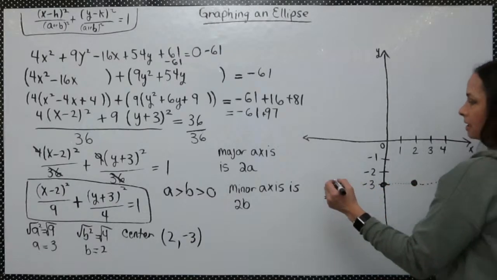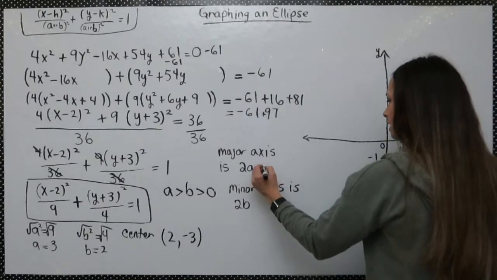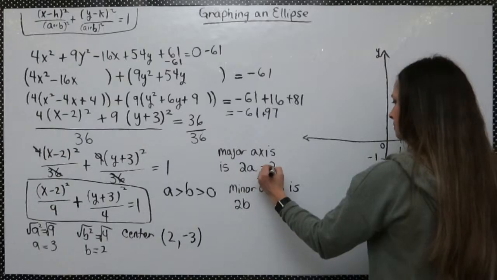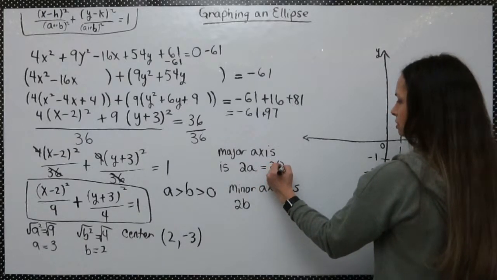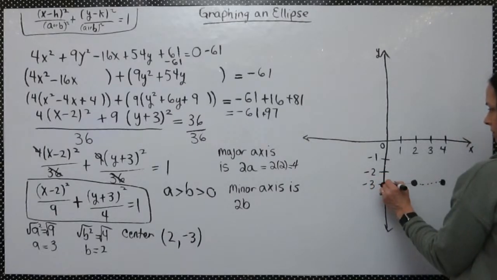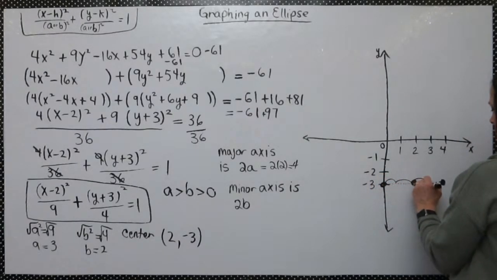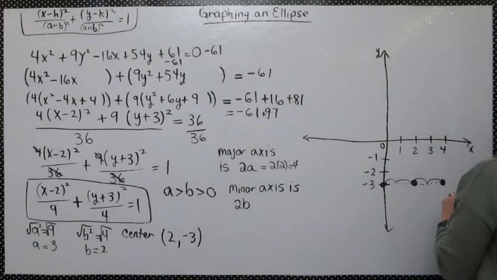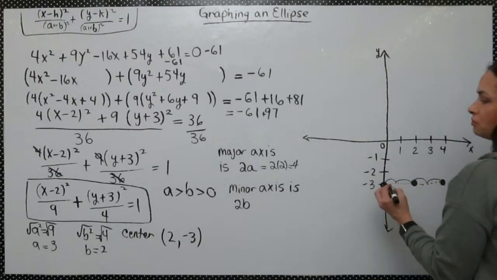So 2A is 2 times 2, which is 4. So we should have 4 units: 1, 2, 3, 4. And that, again, is just the horizontal chord. The minor chord is associated with Y, and the B value is going to be a vertical value. And so it's 2B.